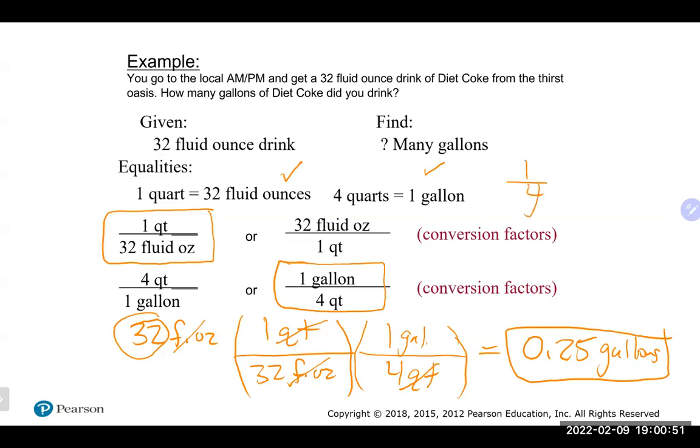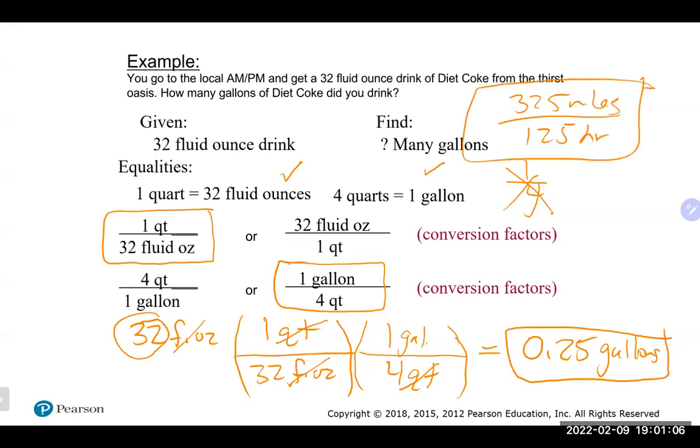That makes me think you're too lazy to divide. So don't leave it as a fraction. That's not a terrible example, but I've had people leave answers like 325 miles over 125 hours and just kind of box it. So don't do that. Divide it out, get an answer, decimal to the right number of significant figures, and we should be good. Any questions on that calculation there?